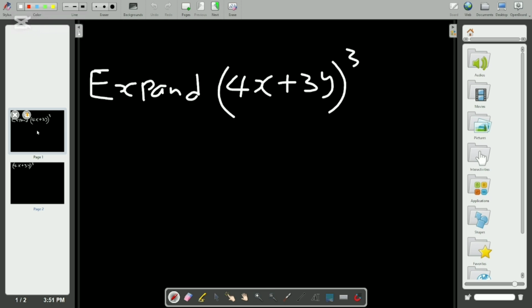First of all, what is a binomial? A binomial is an expression with two terms. For example, 4x + 3y has two terms, so it is a binomial. And to expand a binomial raised to a power, we use Pascal's triangle to get the coefficients. So let's just quickly solve this one.